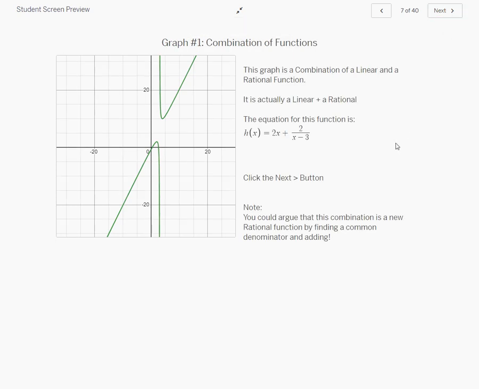And the reason is that it's actually a combination of both. So you see that this is a new function. I've called it h of x, so it's a combination of two other functions added together. You see the linear function definitely from afar, but when you look in close, you see a rational function.